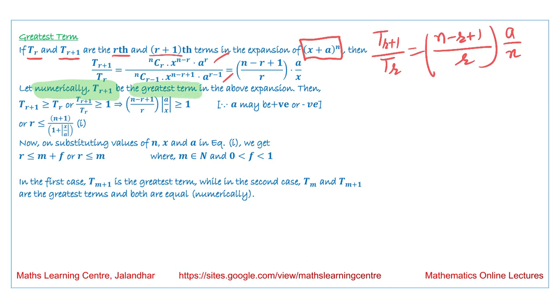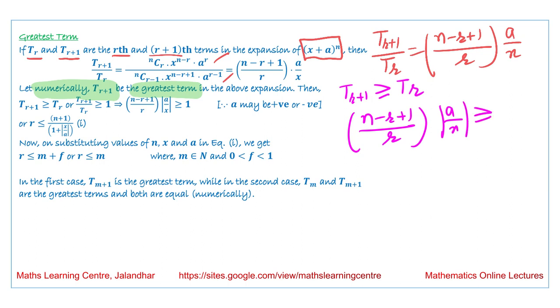So suppose the term t_(r+1) is numerically the greatest term. Then obviously we will have t_(r+1) greater than or equal to t_r. So this will imply that (n minus r plus 1) over r into a by x should be greater than or equal to 1. Or from this we will obtain that r is less than or equal to (n plus 1) divided by (1 plus mod of x by a). You cross multiply these terms, and you will obtain the answer in this form.